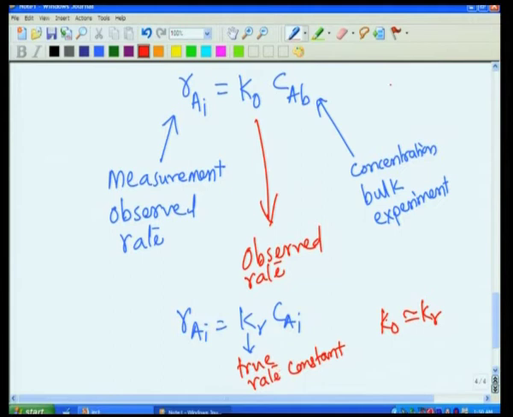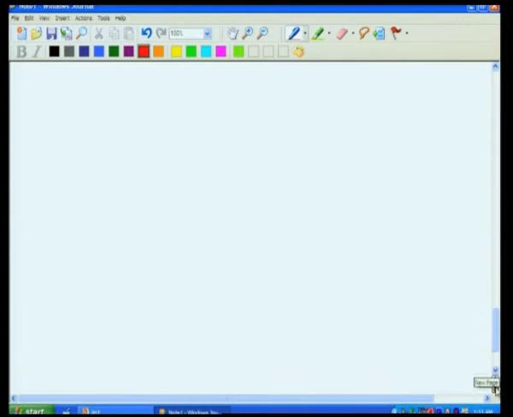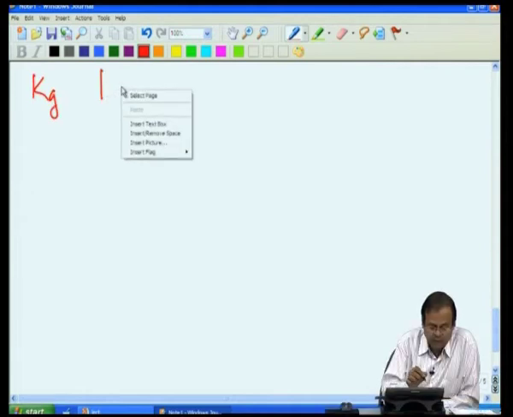But if mass transfer resistance is very high, where K naught is almost equal to Kg, the mass transfer coefficient, what we will be observing is the mass transfer coefficient rather than the kinetic rate constant. So, this also implies the following. We are looking at the relative value of Kg and Kr.